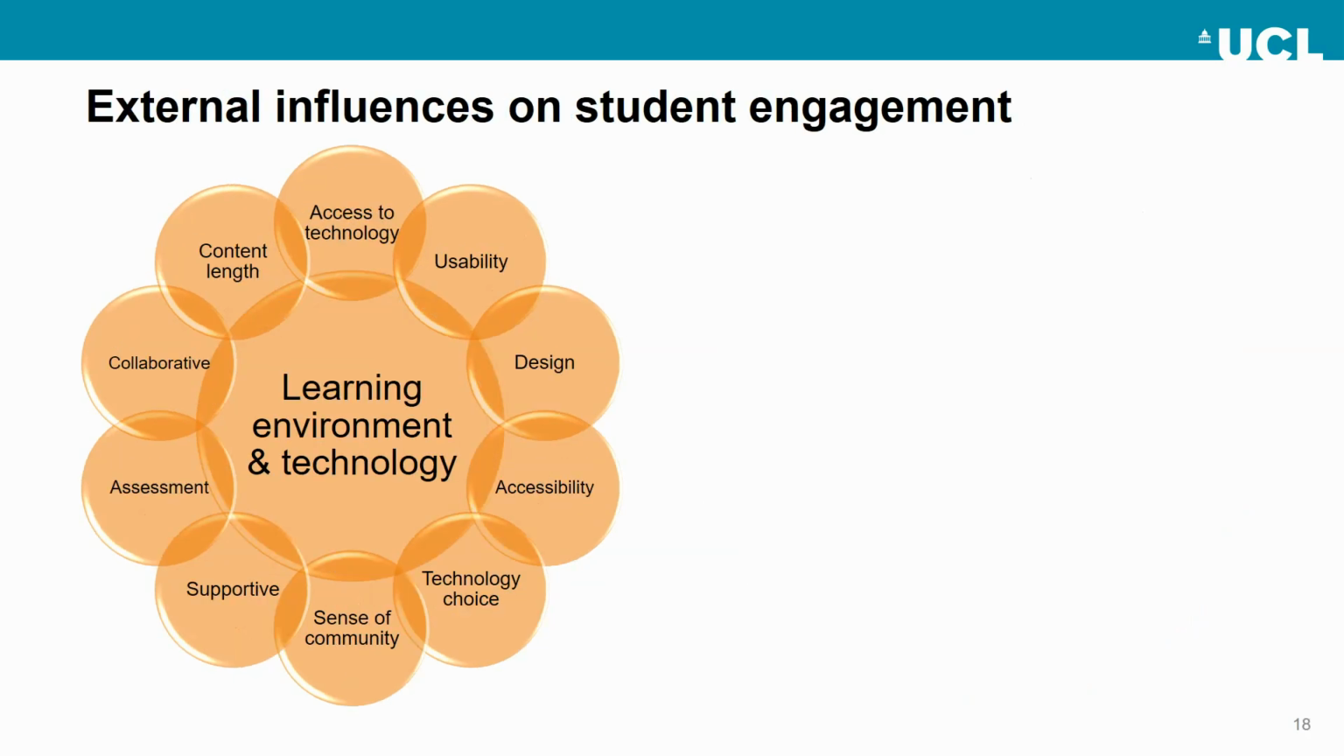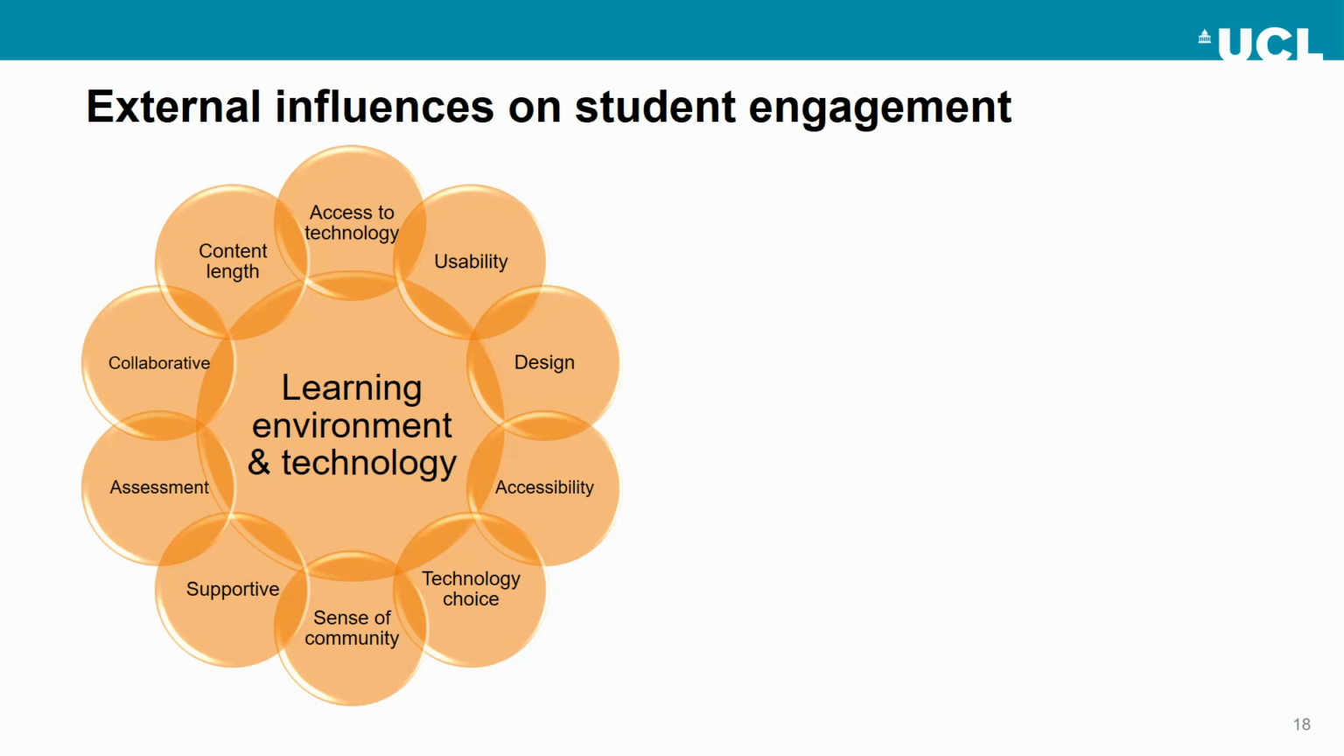Influences from the learning environment and technology itself include, of course, students' access to technology, but also the usability and design of the technology itself and the accessibility of the learning environment as well. Technology choice also plays a particularly important part, and a lot of studies show that where students have been given the option to choose the technology that is used within a course, that can actually enhance engagement.